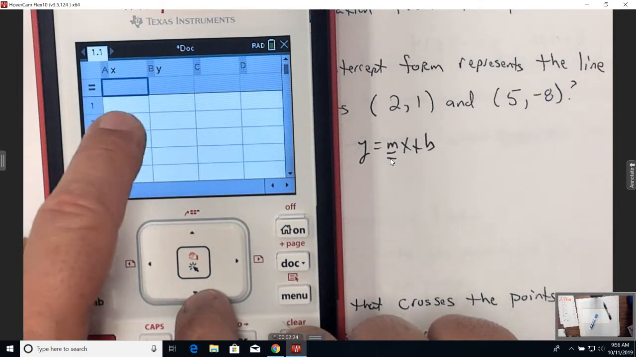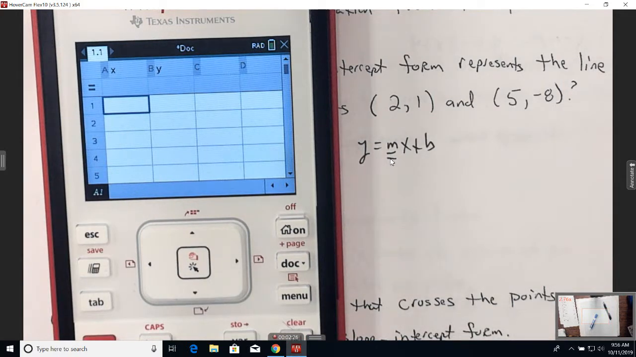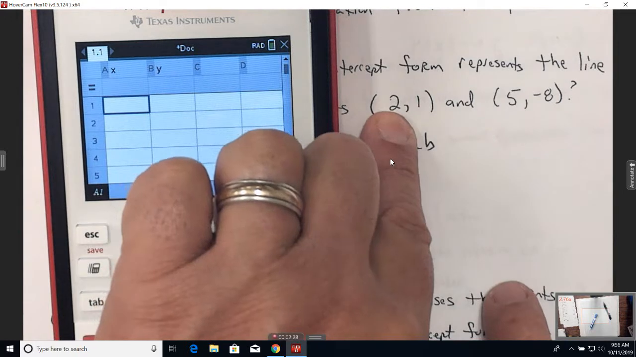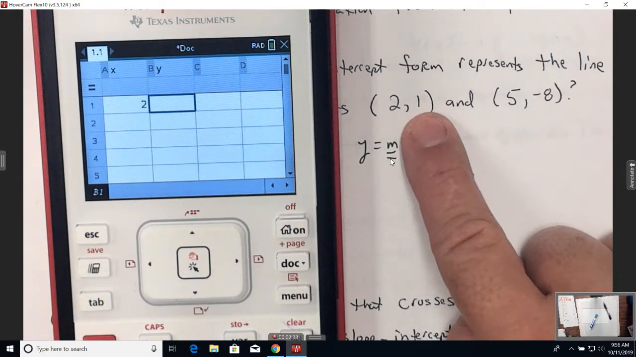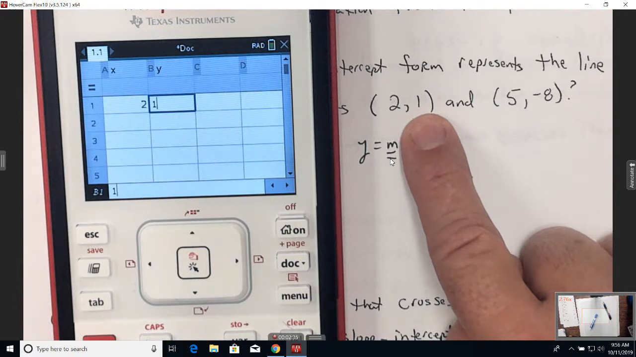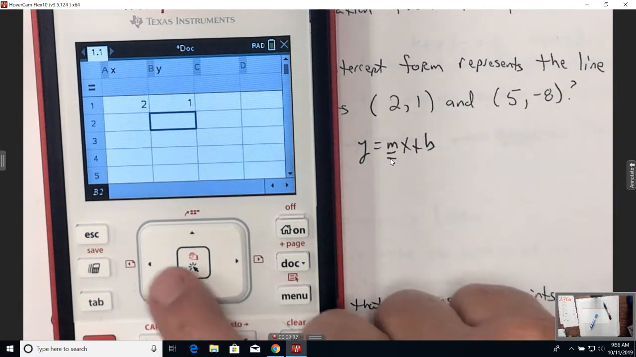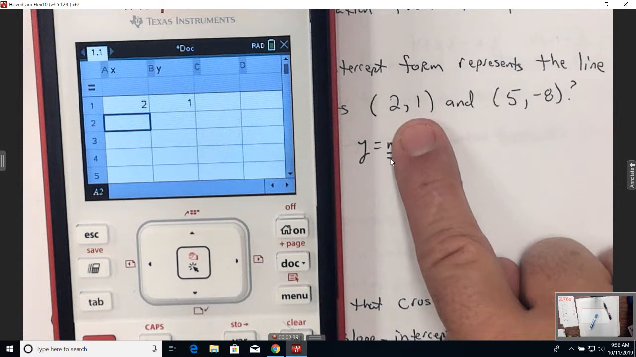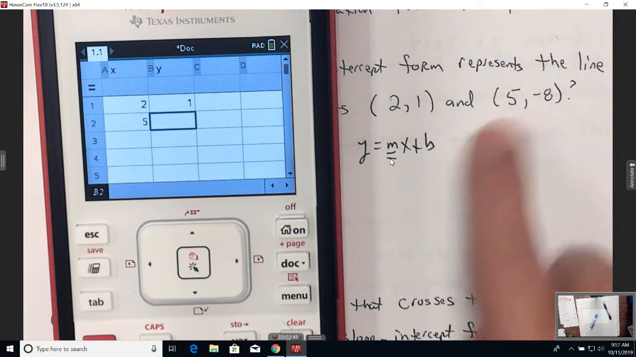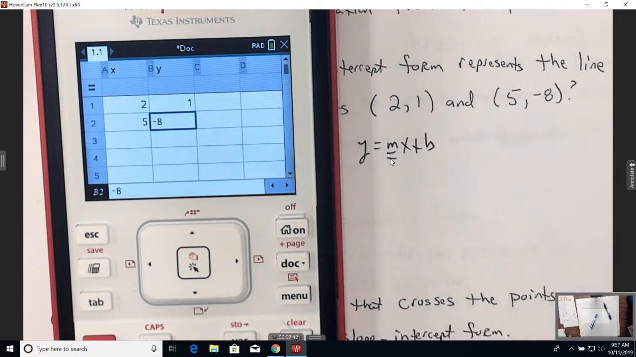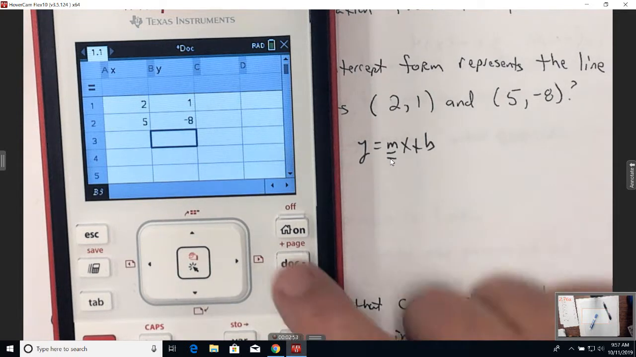So go down to this cell A1, and that's where I enter my first x, which is 2. Tab over, and my y is 1. All right, so hit Enter, and then move over to my second coordinate, which is (5, -8). X is 5. Tab over, enter a negative 8. Now you've got to hit Enter, or click out of that cell somehow. Okay, everybody out of the cell?